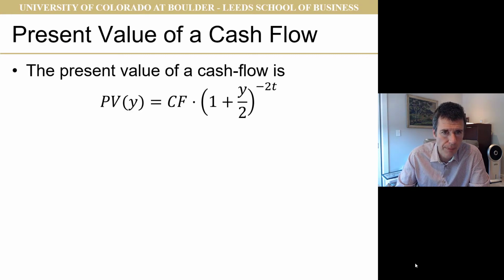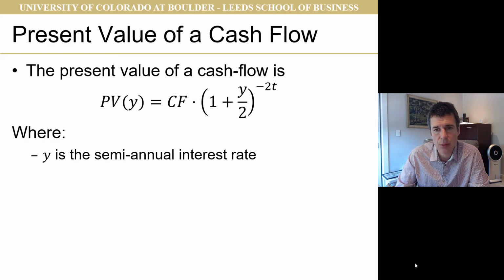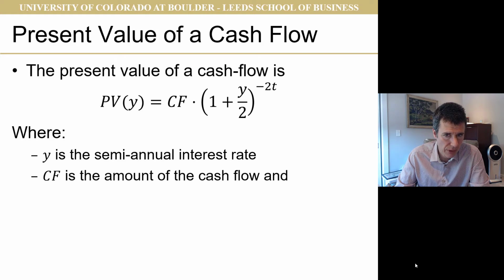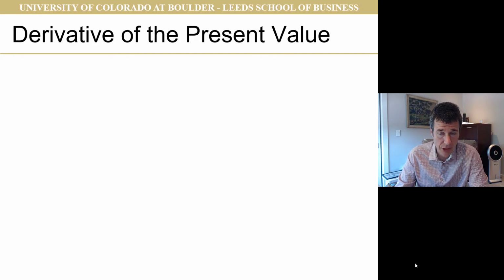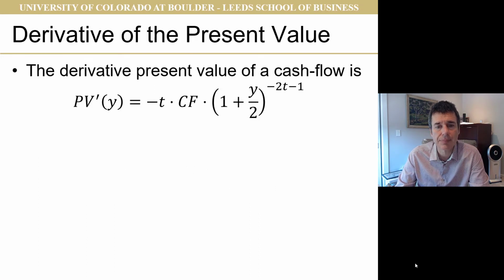So remember, the present value of a cash flow is the cash flow times 1 plus y over 2 to the negative 2t, where y is the semi-annual interest rate, the cash flow is the amount, and t is when it's going to be paid. We can take the derivative of this function, the present value function, using the power rule and the chain rule. So the power rule, we take that power negative 2t and bring it down in front.